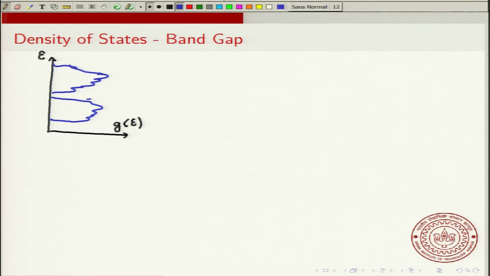I could have states like this. Okay, now the Fermi energy will be somewhere here, in between some set of density of states. Now, this is a direct consequence of the fact that the Fermi energy intersects several bands. So, it will be in one of these big bands.